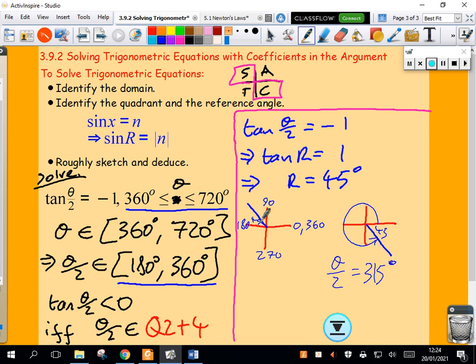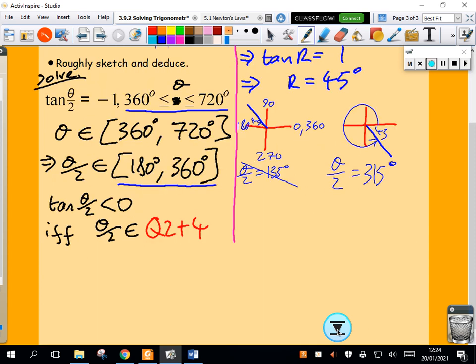Okay, if I was to solve this one up here, it's 45 degrees, it's in the second quadrant, so 180 minus 45, this would give me theta over 2 equal to 135 degrees. But again, that is not part of my interval, so I can discount it. If I was to find theta, I'd find 270, not part of my interval. So theta over 2 is 315. Doubling, we get theta is equal to 630 degrees.